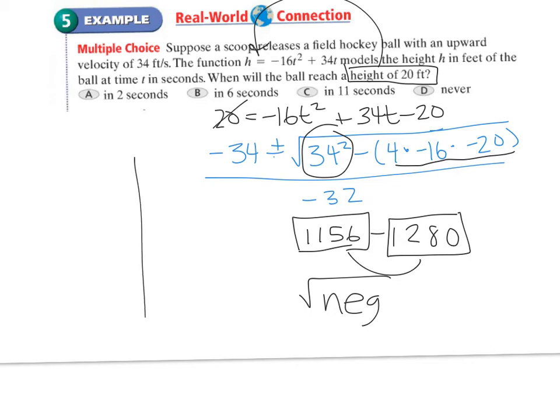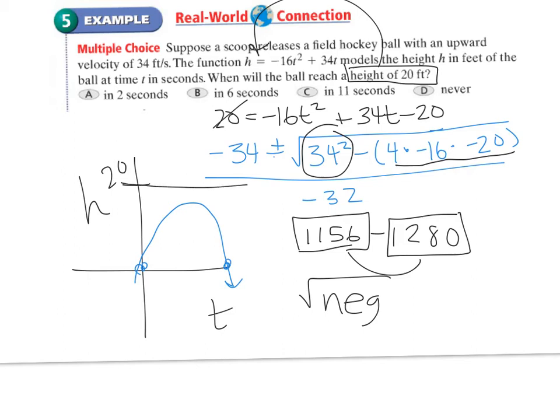So if you had a parabola, what it would look like is, if the y-axis represents your height, and this is your time, and we're trying to figure out when this height's 20. The graph is going to look like this. I shouldn't have it go below here, but it's not crossing 20. The ball never gets higher than 20 feet. It doesn't hit 20 feet. So the answer is D, never.